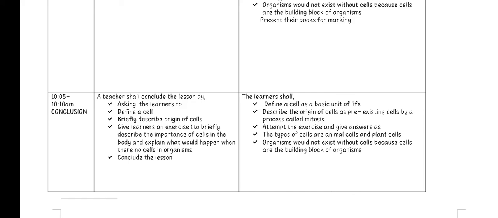The teacher shall record the students who are present by asking the learners to check their neighbors and see who is absent, and then counting the number of students who have attended the lesson, and the teacher shall conclude the lesson.